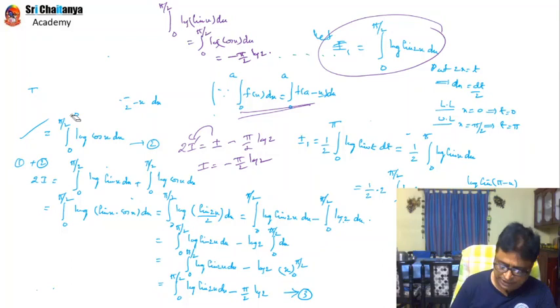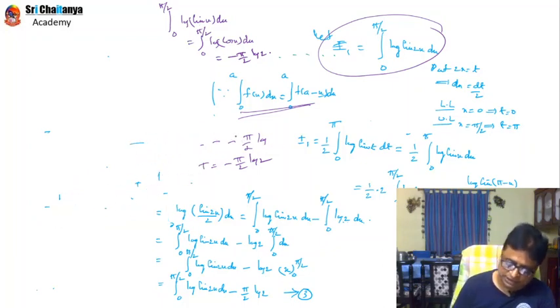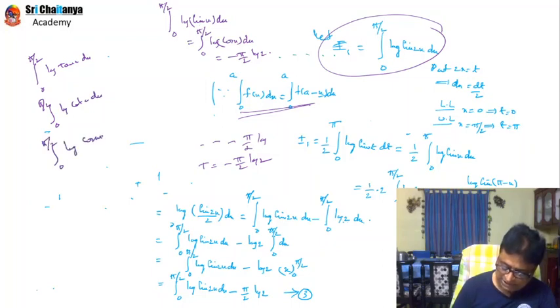And of course, with the help of this, we can derive more useful results. They are integration 0 to pi by 2 log tan x dx, and integration 0 to pi by 2 log cot x dx. Similarly, integration 0 to pi by 2 log cosecant x dx. Similarly, integration 0 to pi by 2 log secant x dx.